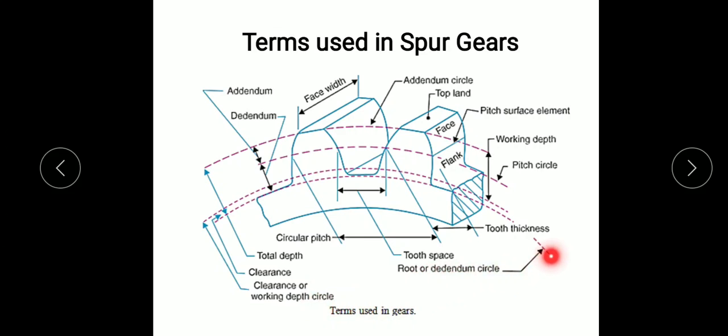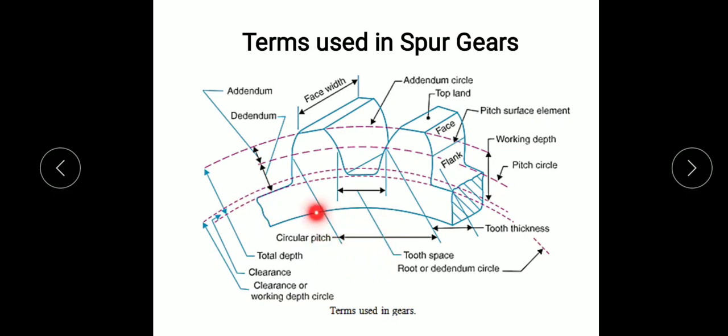Where is that? Here that is marked as the dedendum circle, or it is also known as the root circle. And the distance between the addendum circle and the root circle is known as the total depth. And then clearance, you can see a clearance, that is the distance between the root circle or dedendum circle and another circle provided here for a small clearance, for avoiding mating of the top land of two gears. That is clearance, and this circle is known as the clearance circle.